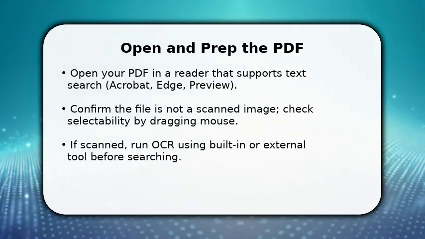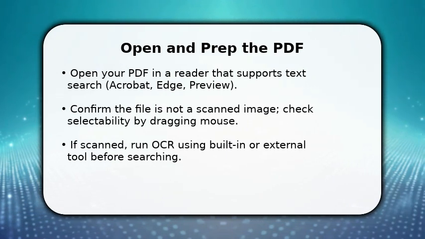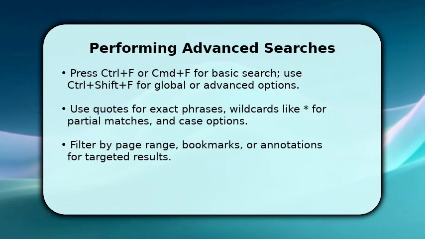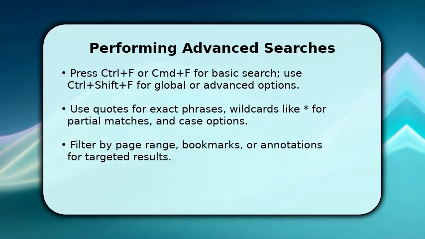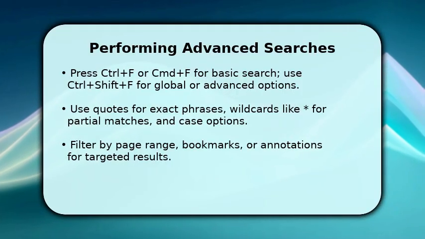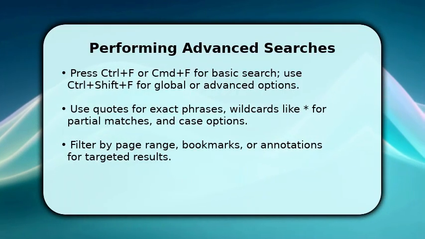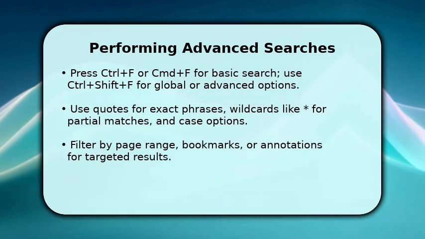Now perform the search itself. Press Ctrl+F or CMD+F for a quick find. Once you need precision, open the Advanced Search panel, often Ctrl+Shift+F. Use quotes for exact phrases and wildcards like an asterisk to catch variations. Toggle case sensitivity when necessary.